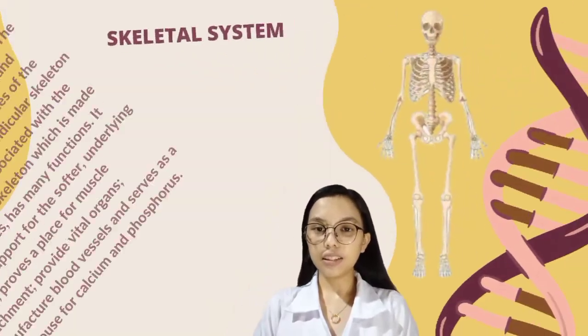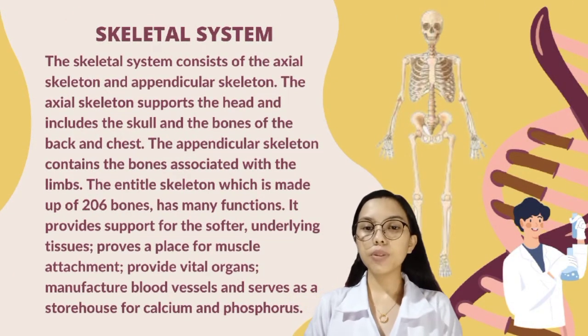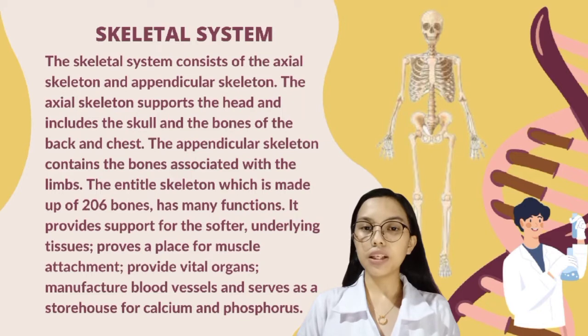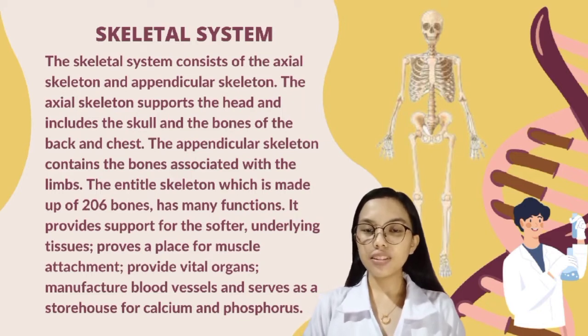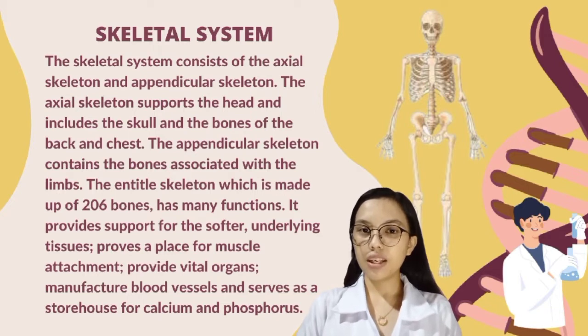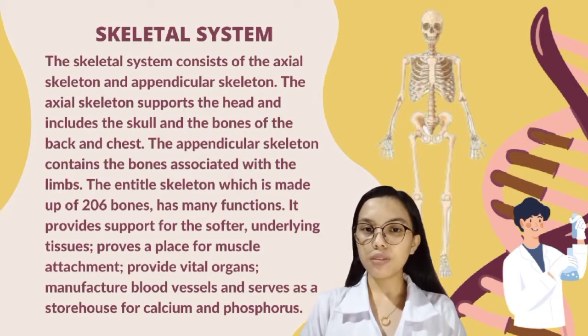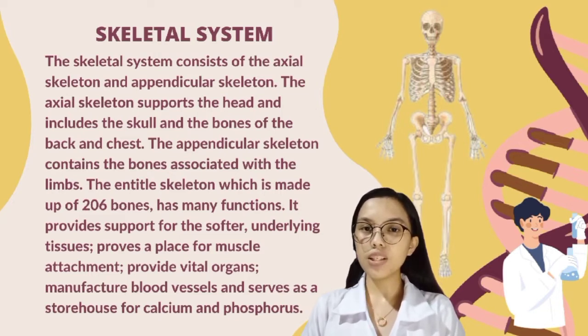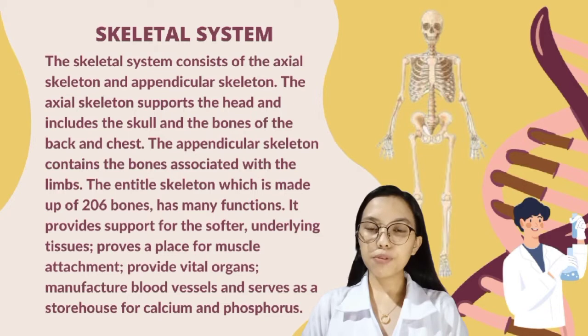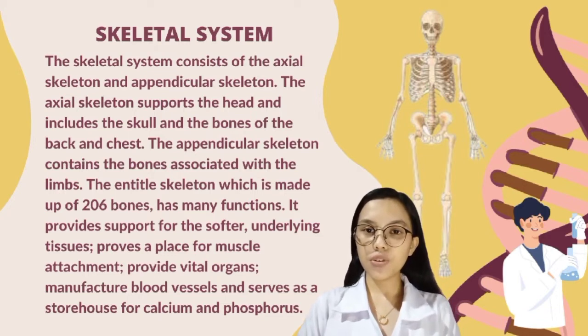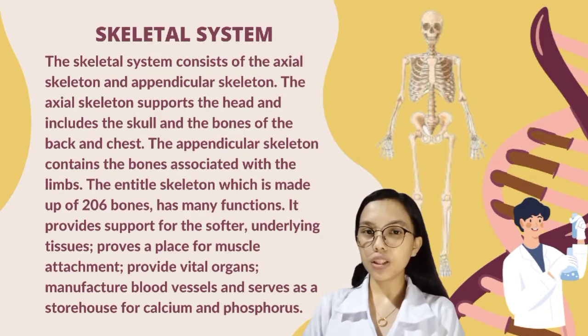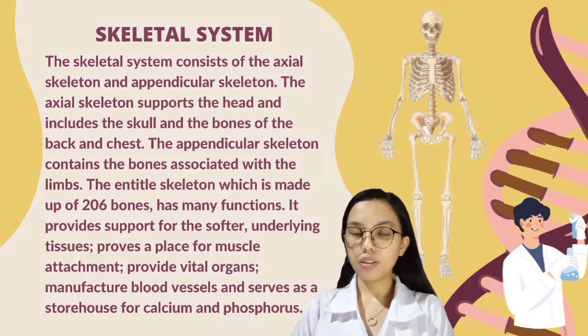Then, the skeletal system. The skeletal system consists of the axial skeleton and appendicular skeleton. The axial skeleton supports the head and includes the skull and the bones of the back and the chest. The appendicular skeleton contains the bones associated with the limbs. The skeleton, which is made up of 206 bones, has many functions. It provides support for the softer underlying tissues, provides a place for muscle attachment, protects vital organs, manufactures blood cells, and serves as a storehouse for calcium and phosphorus.